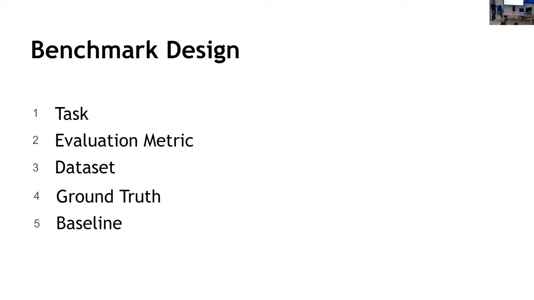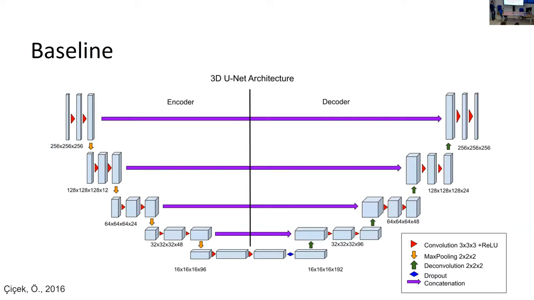The last part of the benchmark is the baseline. It's a baseline method that performs the task, and we retrieve the result to compare. I don't want to go into details of the architecture, but just some elements. We use the 3D UNet architecture. 3D UNet is right now the backbone of most computer vision methods for segmentation.